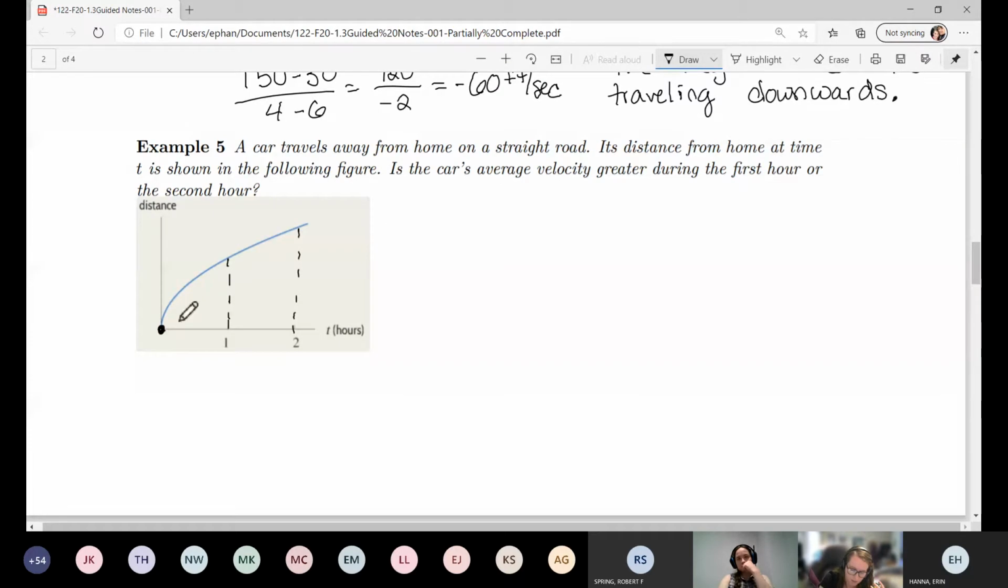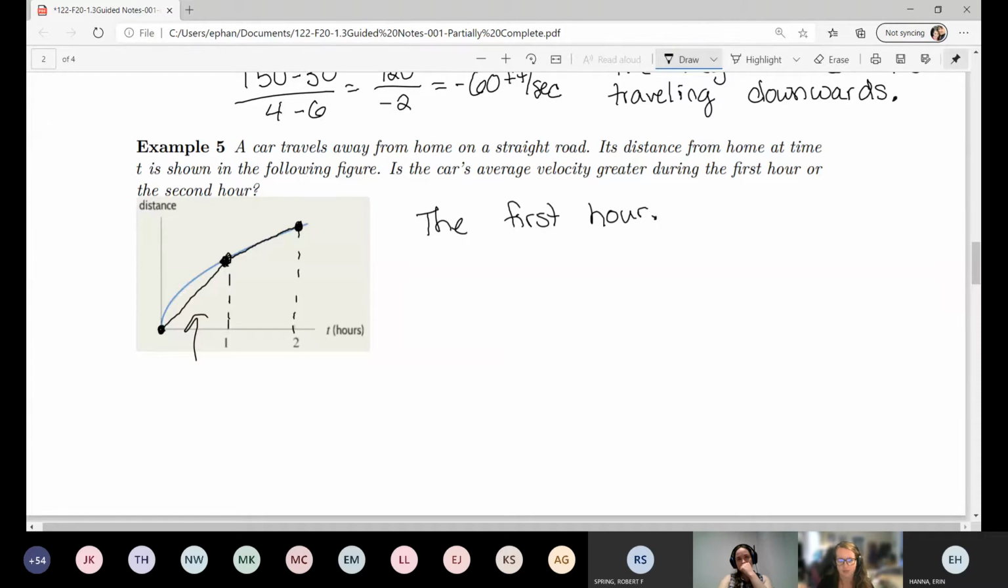So if I go between 0 and 1 and, to the very best of my ability, draw the line between them, and then I go between 1 and 2 and draw the line between them, which matches very nicely to the actual function. Now I'm going to compare those two line segments. Which line segment has a larger slope? Well, this first one is much steeper than the second one. The first one is steeper, and then the other one starts to level out a little bit. So we're going to say that the average rate of change is greater in the first hour.